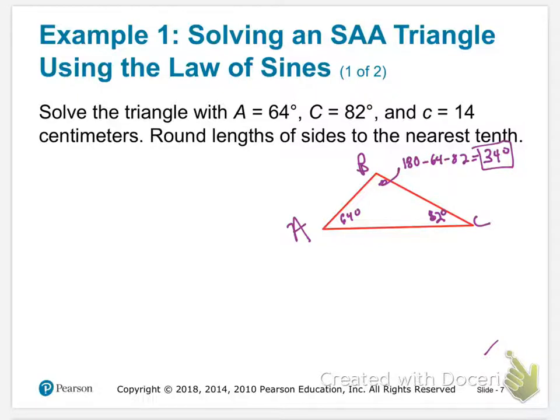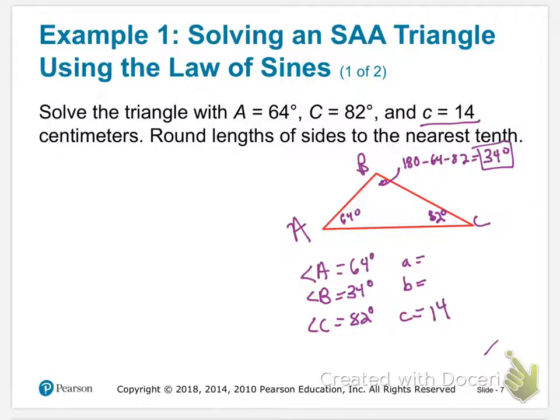So I'm going to go down here. We know that angle A equals 64, angle B equals 34, angle C equals 82. And then side A, side B, side C. For any of these type problems, I want you to solve all of it. And then we know the side length for side C is 14. So this is the one that really matters to us.